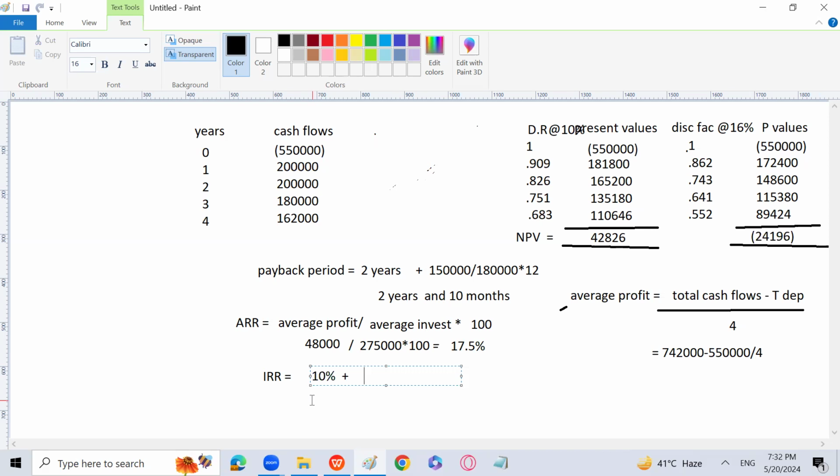For IRR, we will use the 10% discount rate first, the discount rate which will give you positive NPV. Then the difference in discount rates. Always remember this is the difference in discount rates. So 16% minus 10% divided by positive NPV, 42826, minus negative NPV. So minus will become plus automatically, 24196, and multiply it with positive NPV 42826, and at the end you will multiply the answer with 100.